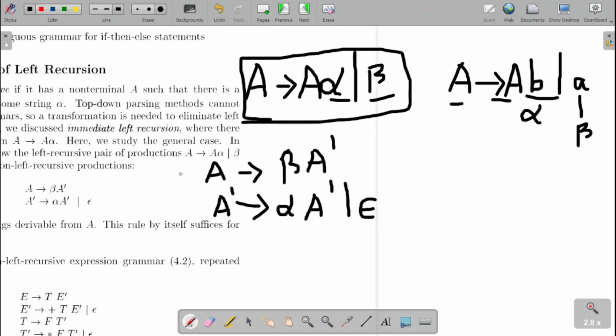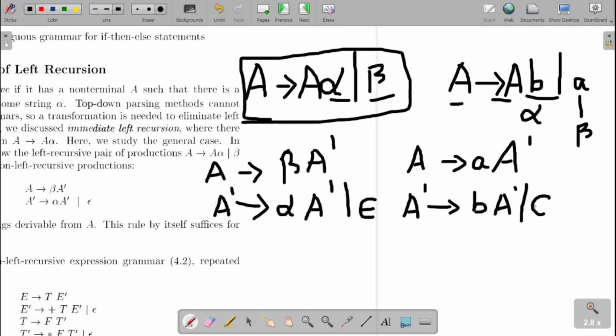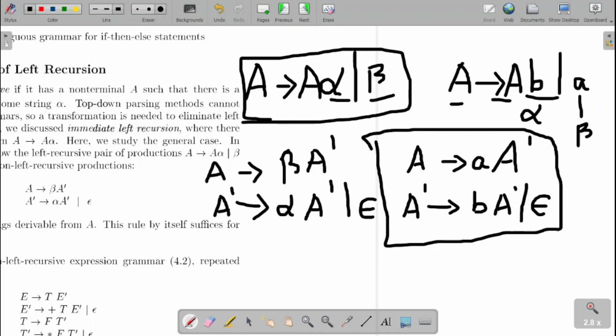Now you apply this rule. So what is that rule? A in place of A, that is I have the A only. So now in place of beta, I have the small a and A dash. Then A dash derives alpha. What is our alpha now? Small b, A dash or the epsilon. This is our first case.